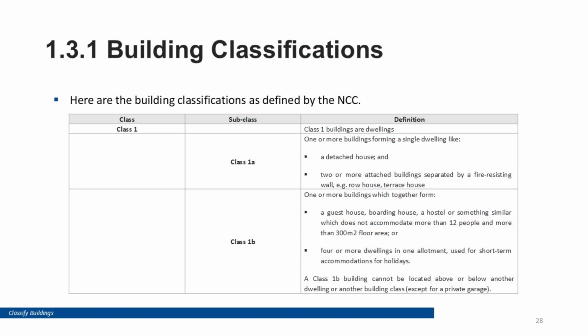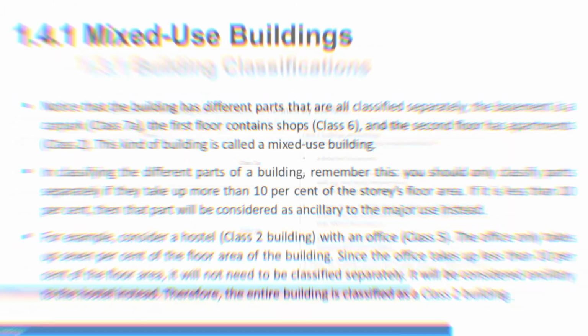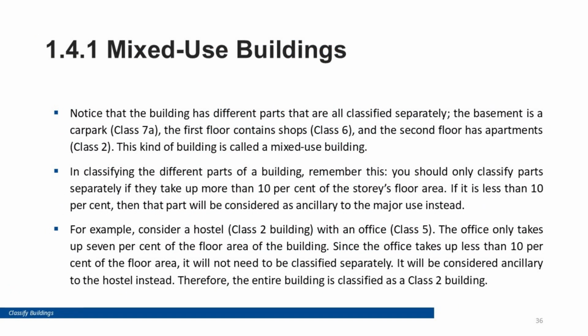Building classifications. The NCC classifies buildings based on nature, use, and arrangement, using Class 1 to Class 10, sometimes with subclasses like 9A or 9B. In this unit, our focus is Class 2 to 9 Type C buildings, so classification needs to be accurate from the start.